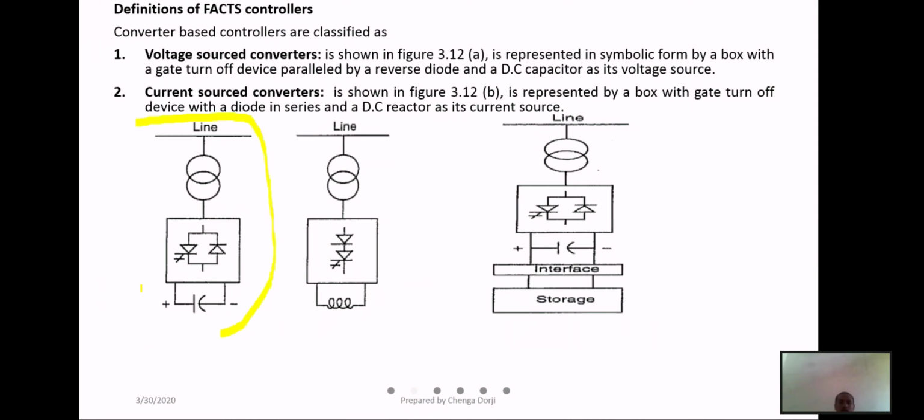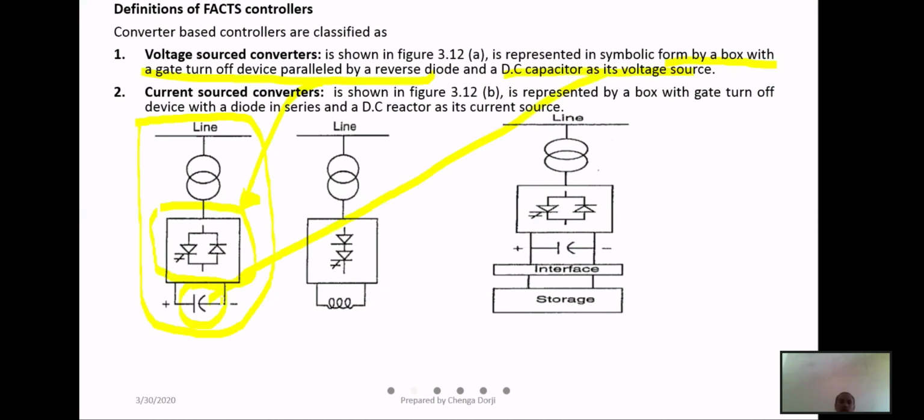It is represented in symbolic form by a box with a gate turn-off device. So this is your VSC, the total VSC. And the supply to the VSC is given by this capacitor. So this is your supply. It is formed by a box with a gate turn-off device in parallel with a reverse diode. And the DC capacitor acts as its voltage source.